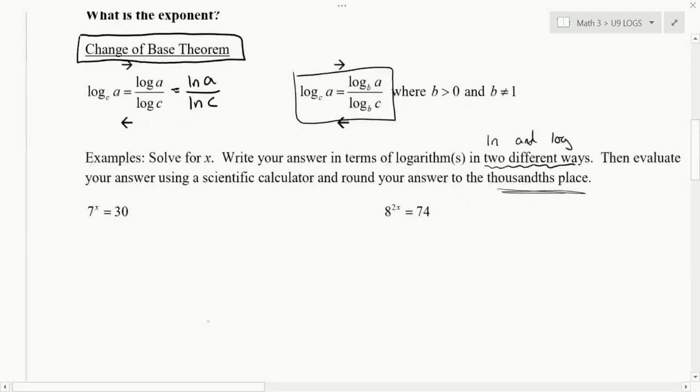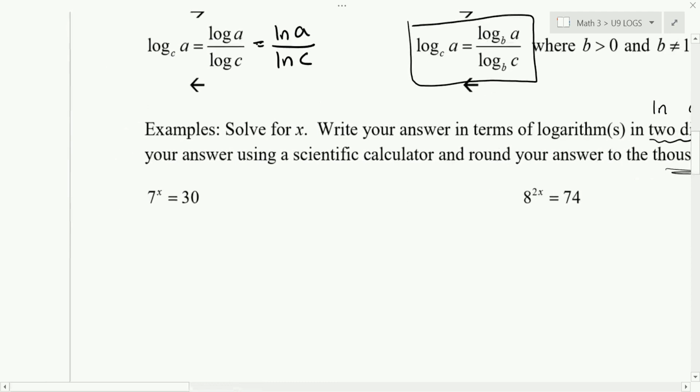Okay. So here's what I want your work to look like. So first thing, just rewrite this as a log. So out of exponential form into log form. So this would be log with what base? With the base 7. And the 30 goes here. Okay. And usually we put equals x, but let's put the x on the other side. Okay, because we're solving for x.